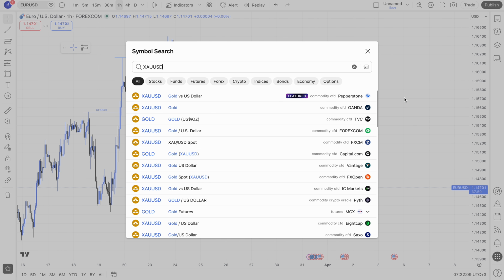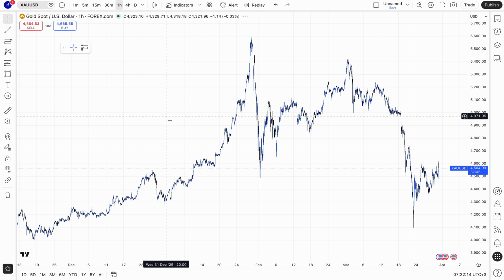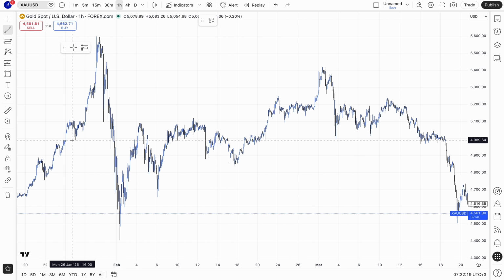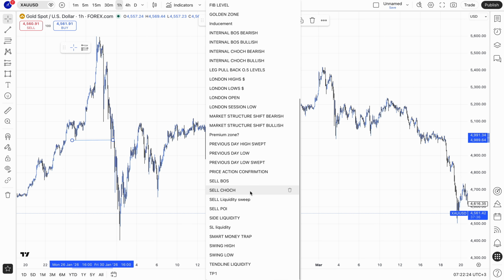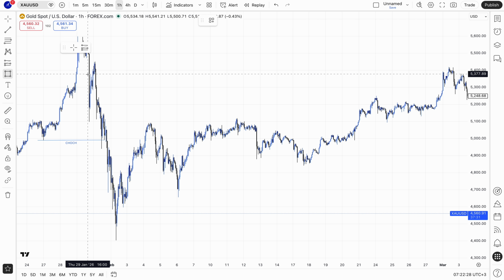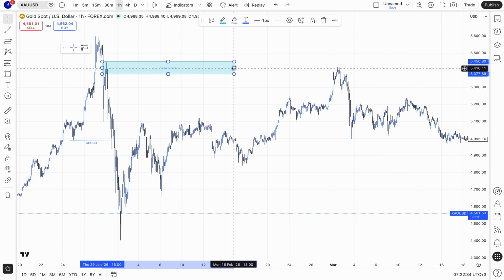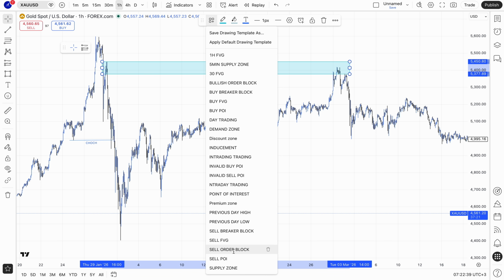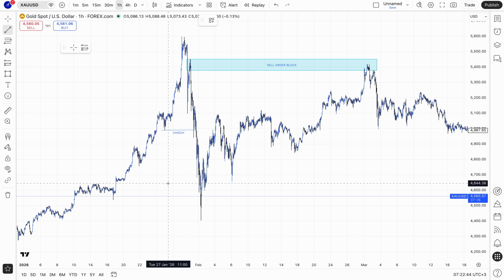for gold, as you can see here, first thing first was the market structure. We had our change of character to the downside from here. And then we had our bearish order block. If you go back and watch our previous outlook videos, you can understand here. Then the price tapped in here, then continued to the downside.